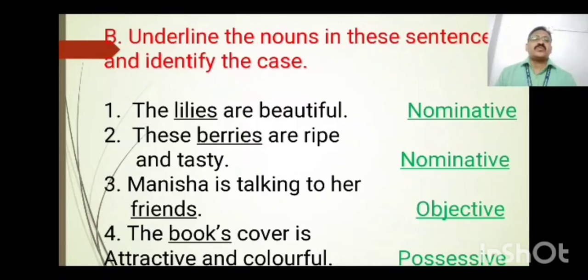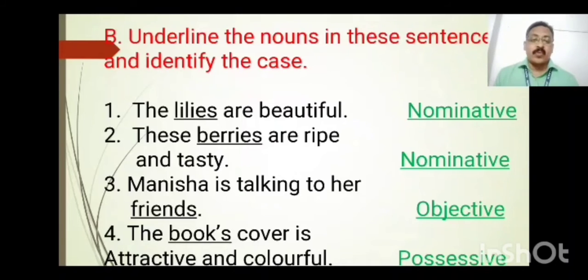Question number 2. These berries are ripe and tasty. Here also berries is the subject of the sentence, so it is nominative case. Manisha is talking to her friends. Here Manisha is the subject, but friends are the object of the sentence, so objective case.